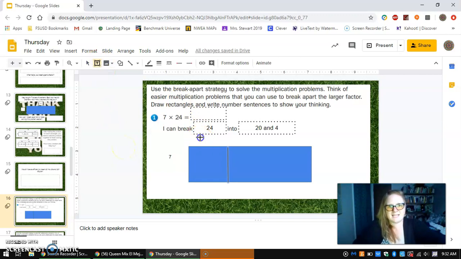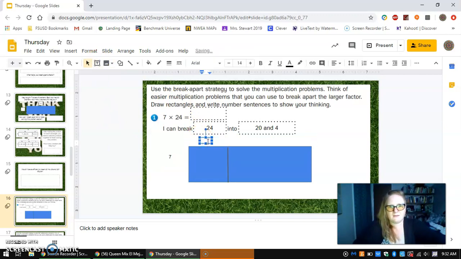So here I've got 7. Here I've got 4. And then I'm using the text box, so that way I'm creating more boxes that I could actually write in. And then this one would be 20. And now I could do my math. 7 times 4. What is 7 times 4?